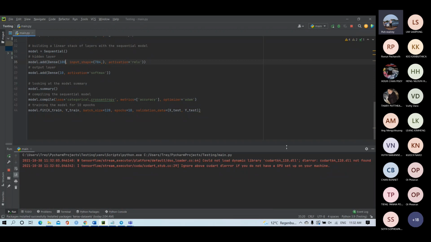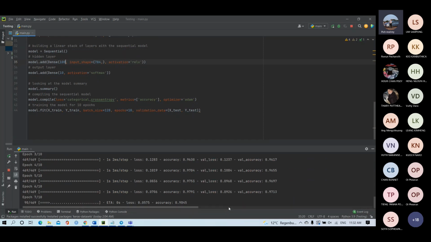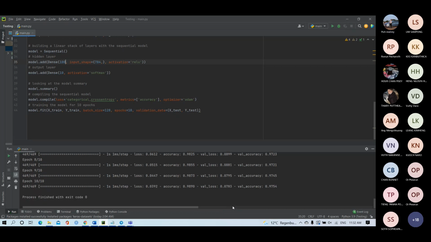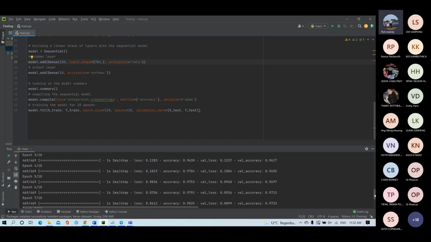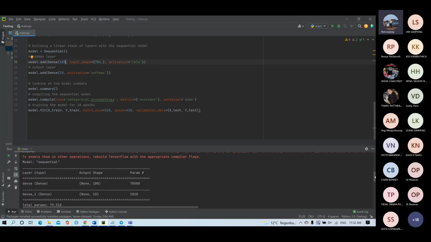You just ignore it, because it's only an error at some point of some function, but the answer still works. So you have 10 epochs, which means running 10 times. Our input has 784 nodes. This is the number of nodes in the input, then the number of nodes in the hidden layer, and the number of nodes in the output layer.